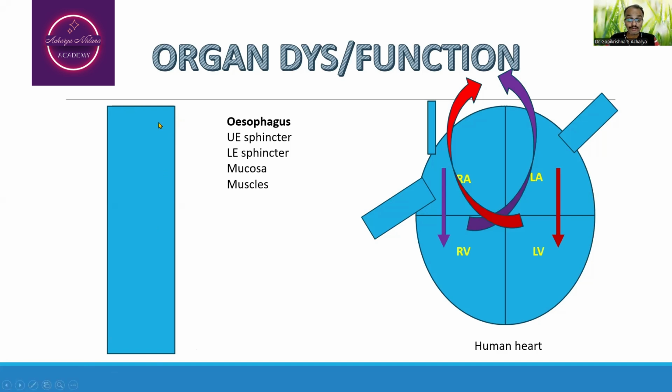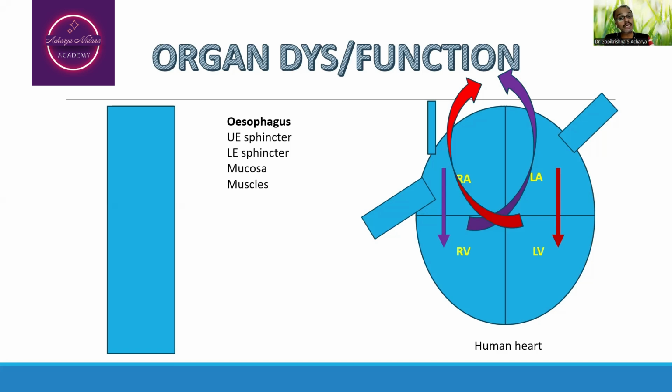This is the upper esophageal sphincter and this is the lower esophageal sphincter. The inner lining has mucus cells, and deeper to the mucus cells there is musculature, both longitudinal as well as circular. When you think about the functions of the esophagus, the main function is the transport of food from the pharynx to the stomach, which happens within seconds.